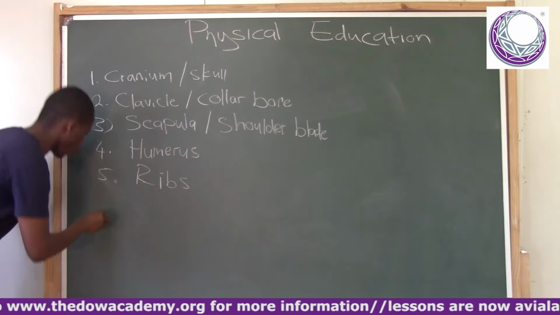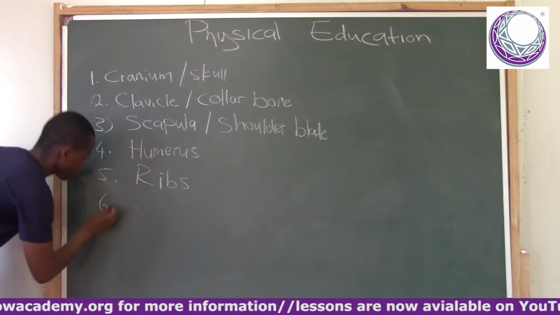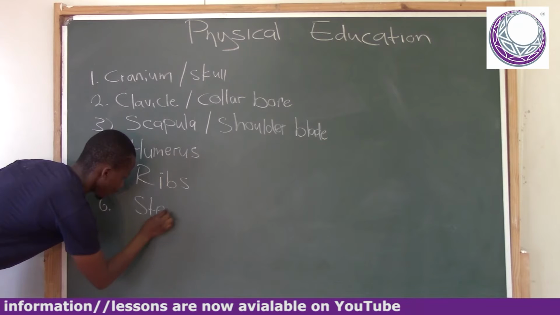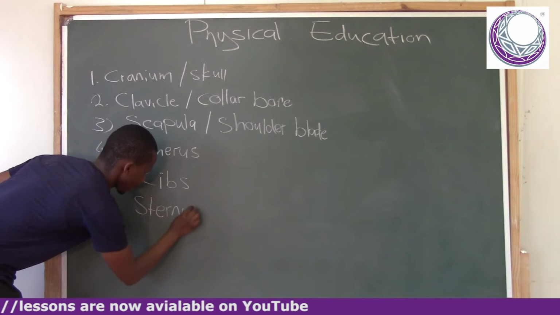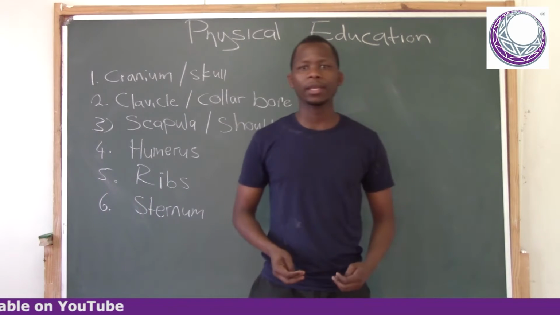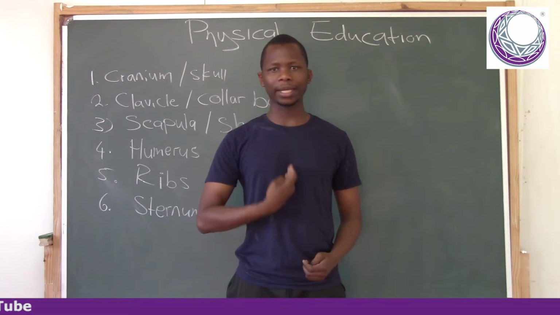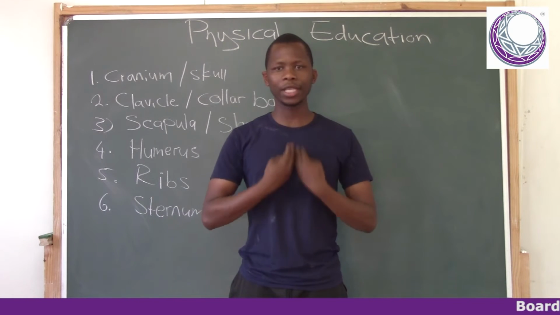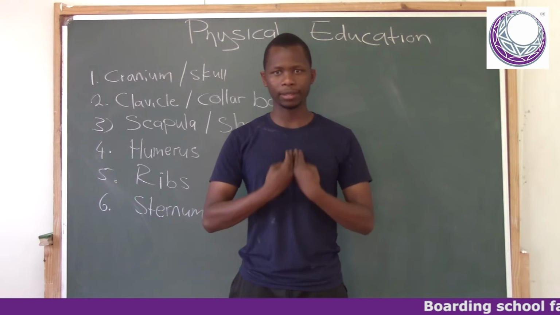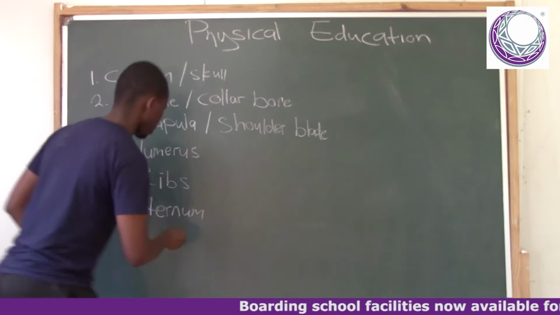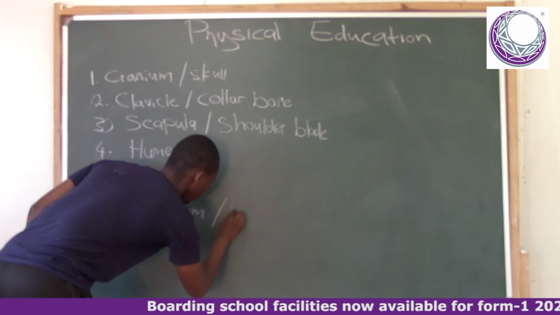Now, the sixth bone will be the sternum. The sternum, otherwise known as the breastbone, is right here, in between your chest, just in the middle of your chest.